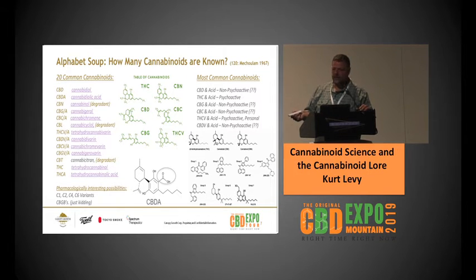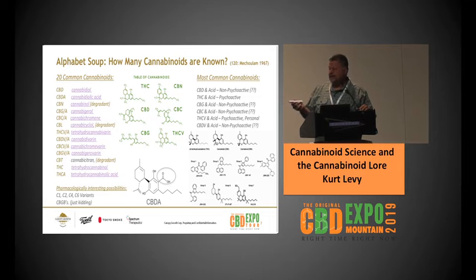There's CB1, CB2, TRPV1, which is the capsaicin receptor that senses spice in your tongue and on your skin, and also serotonin receptors. There are many, many other receptors that cannabinoids have activity with, and those are being uncovered almost weekly with all the science being brought to bear on this subject now.